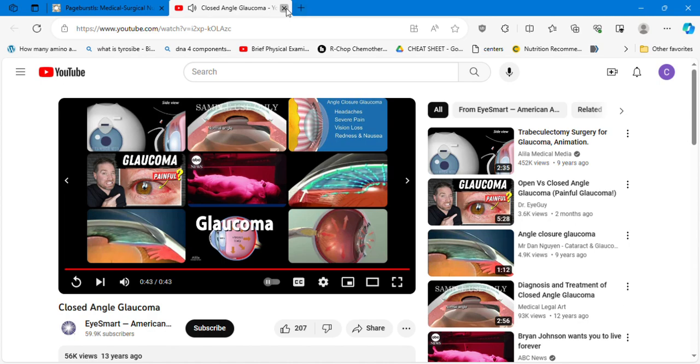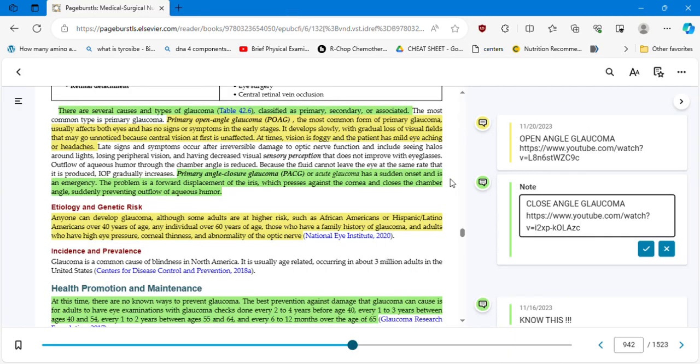Okay, it's all about the trabecular meshwork. In open angle, you have that part that helps you to drain the amount of fluid, right? But in closed angle, that part, the trabecular meshwork, is closed.